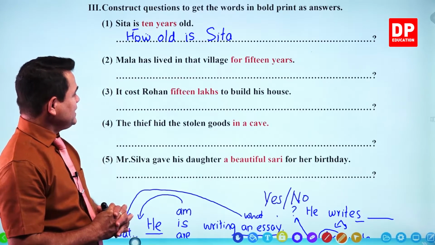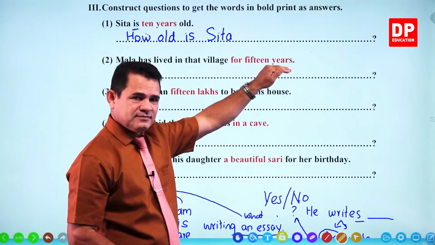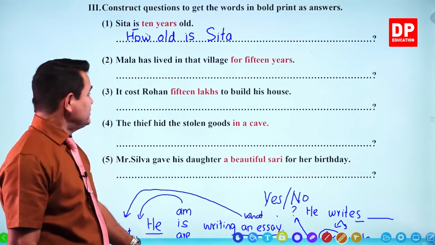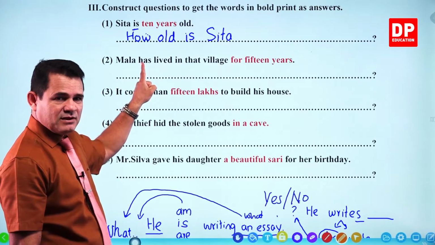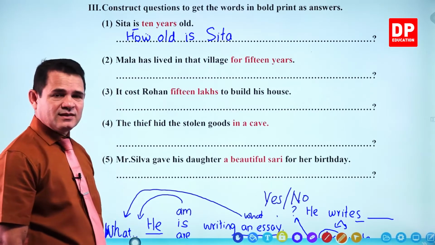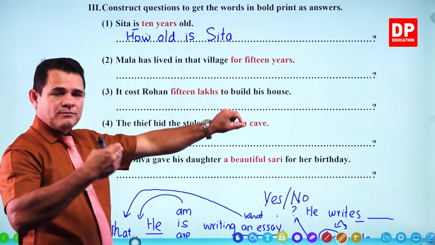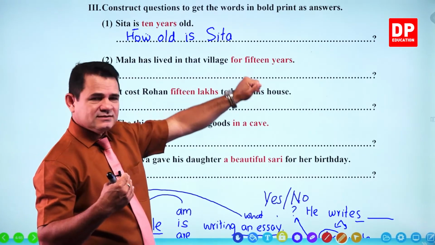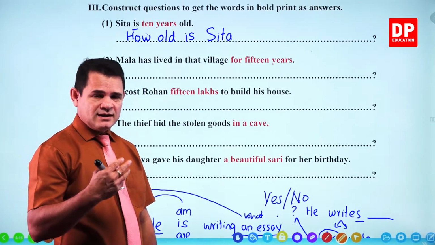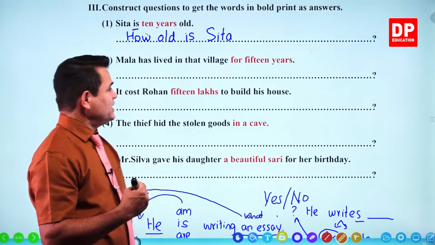Mala has lived in that village for 10 years. The answer is for 10 years. So in that sentence, do you find am, is, are, was, were, has, have, had? Yes, there is has. That makes it easy. We choose a WH word. For 15 years, the answer is a number of years, so what is the question word? How many years? How much, how many: things you can count take how many. Uncountable things take how much.